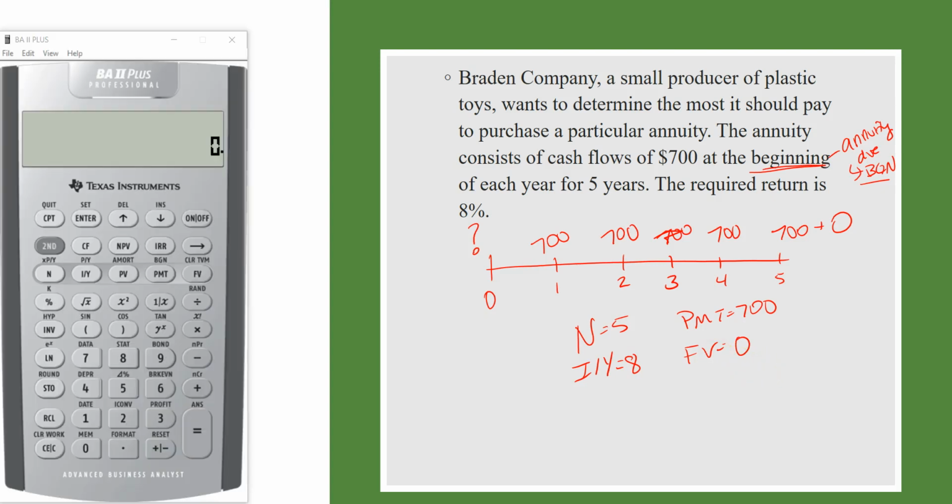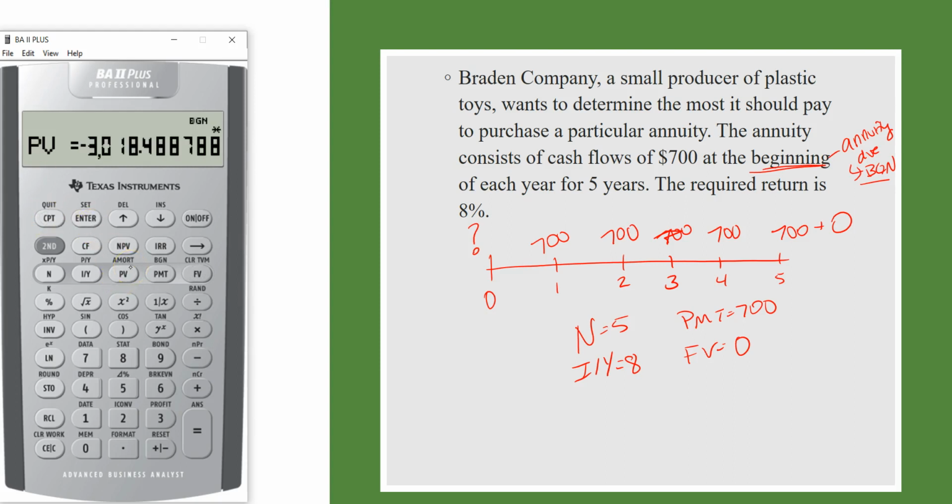So let's work it out on our calculator. The first thing we have to do is put our calculator in begin mode. So second payment, second set, clear. Now we see that it's in begin mode. Let's clear our time value of money. So we have 5 years at 8%, $700 received every year for 5 years, and nothing else. So let's compute the present value.